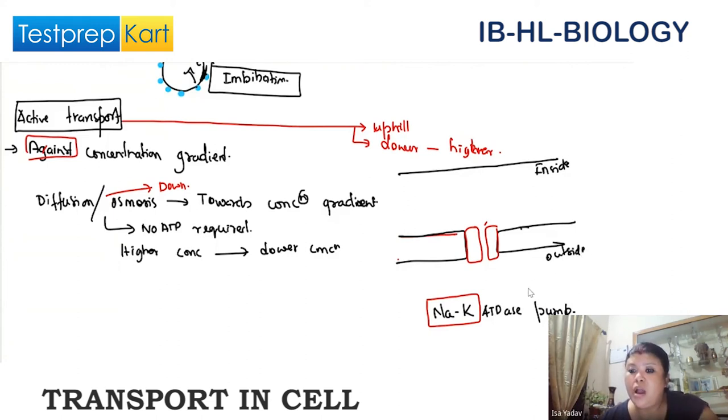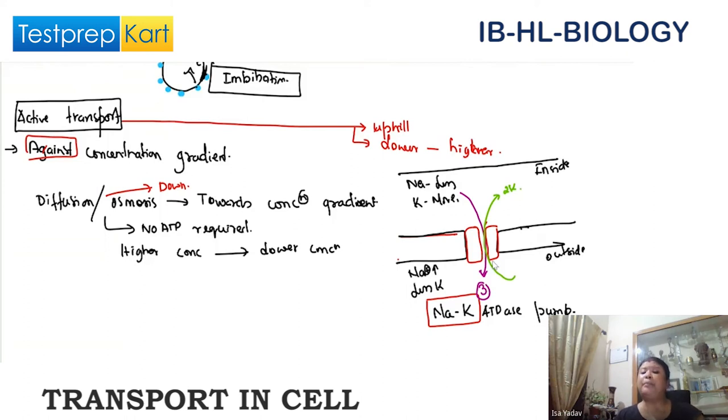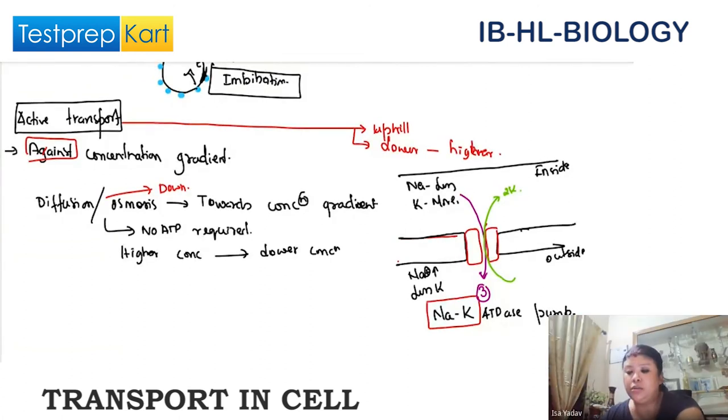Outside we have more sodium ions and less potassium. Here, inside, sodium is less and potassium is more. So the movement of sodium is outward, 3 sodium out. For every 3 sodium out, there will be 2 potassium in. But what is happening? This is working against their concentration gradient. So now are you understanding? See, this is what happens in our neuron.